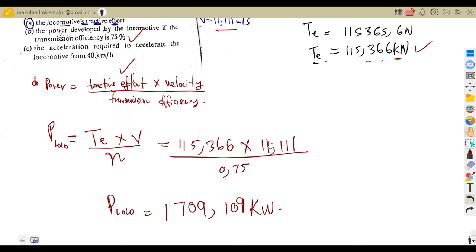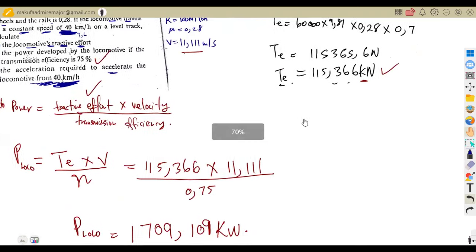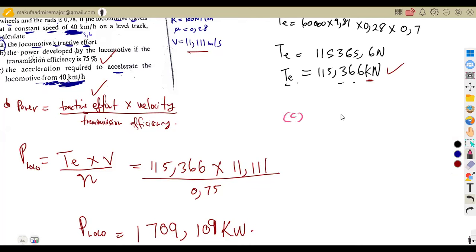That's the idea. All right, then the other part they are saying here, the acceleration required to accelerate the locomotive from 40. Remember it was traveling at a constant speed of 40. Now they want us to accelerate it. In order for us to have this acceleration, we must consider where our acceleration is taken from. From the accelerating force, because the accelerating force is the mass of the locomotive times the acceleration. We have the mass of the locomotive, but the accelerating force we do not have, so that we can calculate that acceleration. So we need FA first. From where?